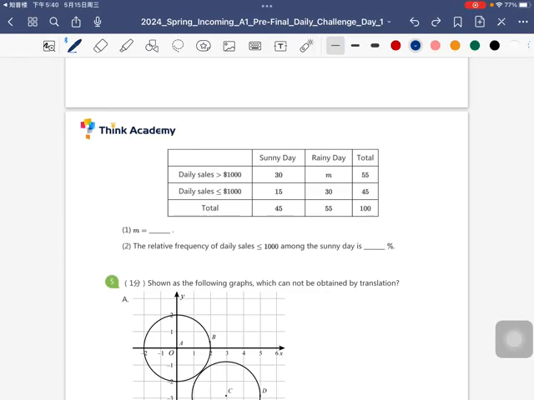All right, so the way to understand this is that the total days for a daily sale beyond 1,000 is going to be 55, and 30 of them are sunny days. So rainy days are just going to be 55 minus 30, right? So that's 25. And then the relative frequency of daily sales that's less than 1,000 among the sunny days is how many percent? Okay, so sunny days is going to be 15, right? And the total is going to be 45. So here you do 15 over 45, right? So it's going to be 33.33 repeating forever, right? You can just write 33 here.